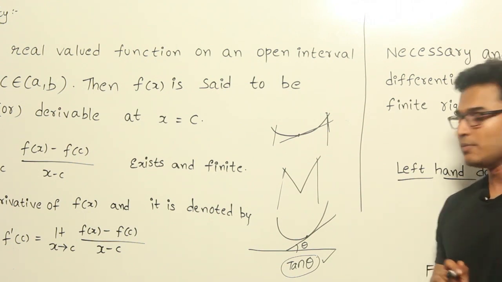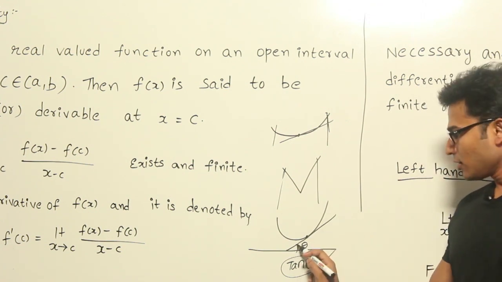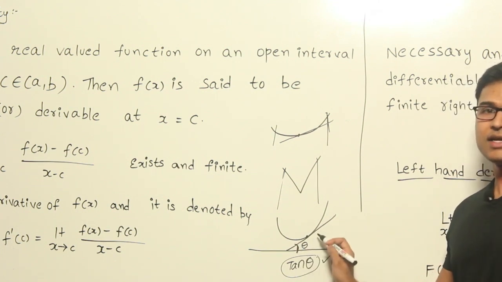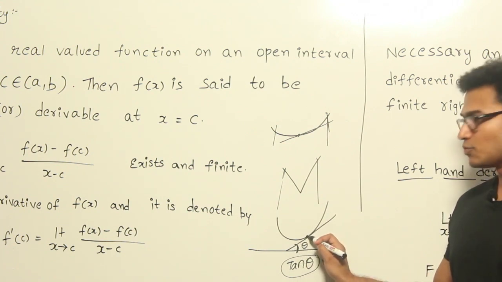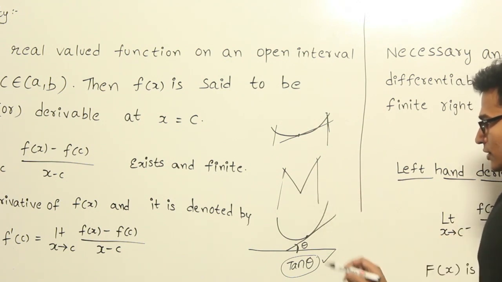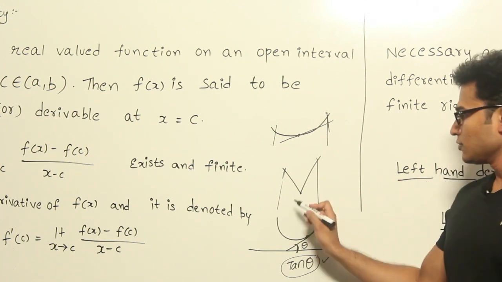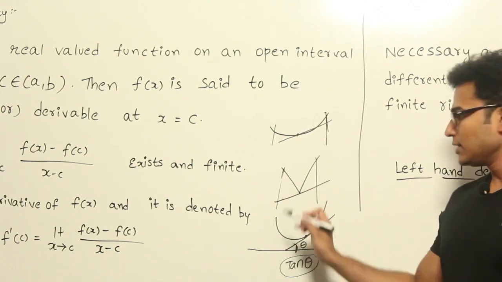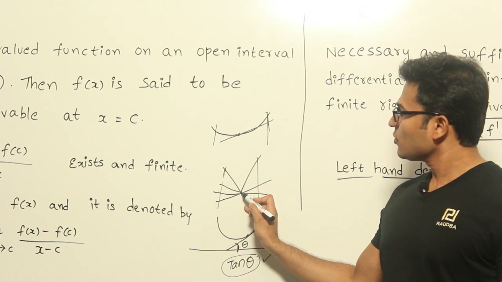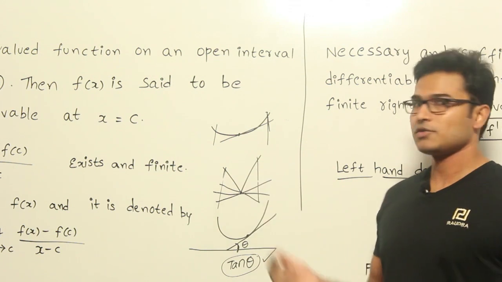A function will be smooth only when you have a unique tangent, and it should also have a finite value. So it should exist as well as be finite. Then only can we say that it is smooth. Otherwise it is not going to be smooth. For example, at this point, if you ask me to draw a tangent, I can draw an infinite number of tangents. Any line passing through that point is going to be a tangent. Therefore, even though the tangent exists, it is not unique, so we can say that it is not smooth.